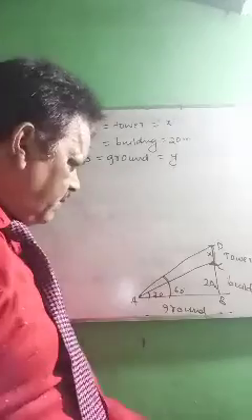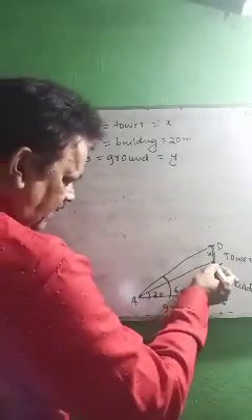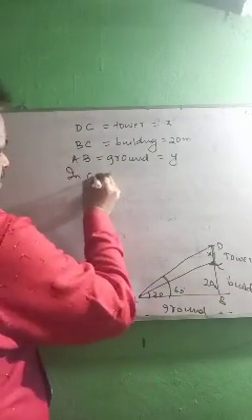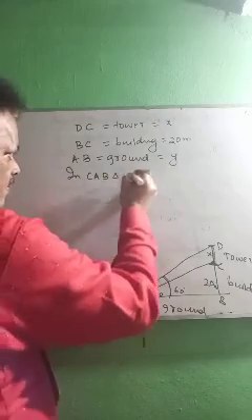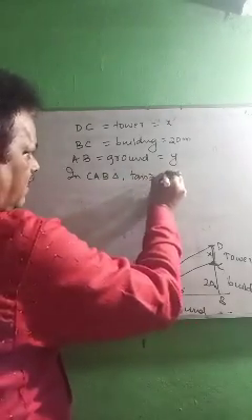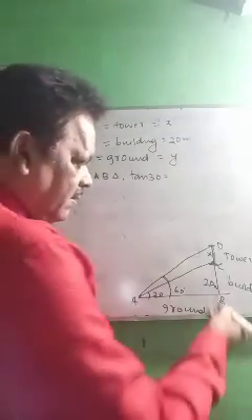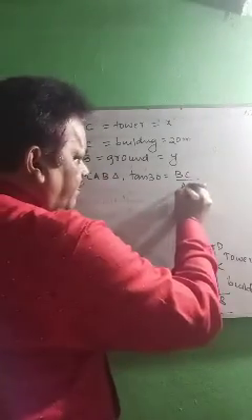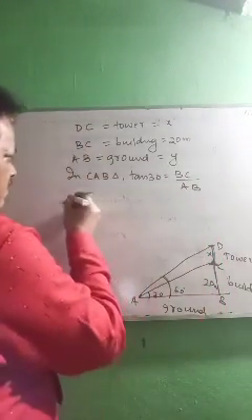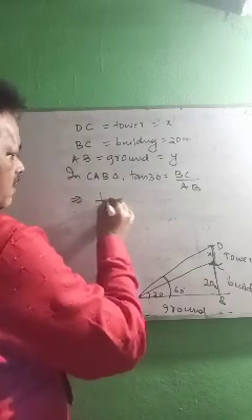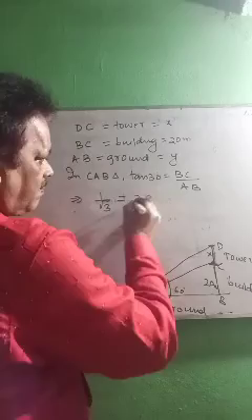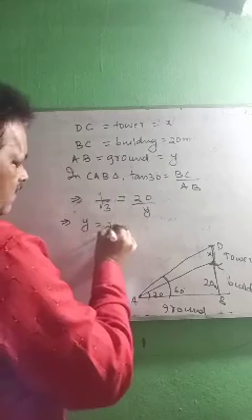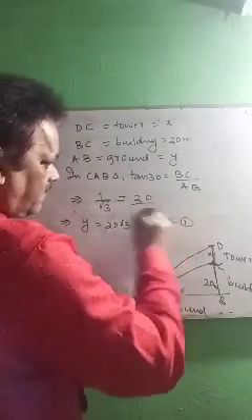So two angles given, two triangles. First look at which one? 30 degree triangle. Which one? CAB triangle. In CAB triangle, tan 30 degree. Tan 30 is perpendicular by base, BC by AB. Tan 30 का value 1/√3. BC is 20 by Y. Cross multiplication. Y will come here. Y equals to 20√3. First equation you got.